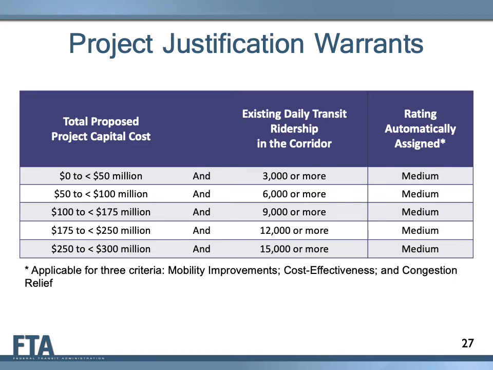If the cost is between $175 and $250 million, the project sponsor must demonstrate at least 12,000 existing transit riders in the corridor today. And finally, if the cost is between $250 and $300 million, the project sponsor must demonstrate at least 15,000 existing transit riders in the corridor today.